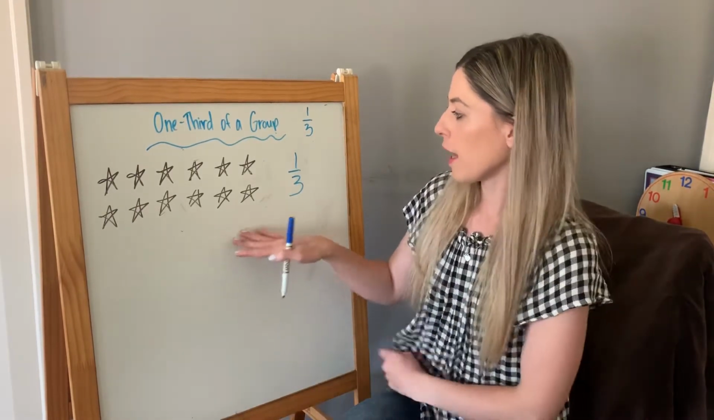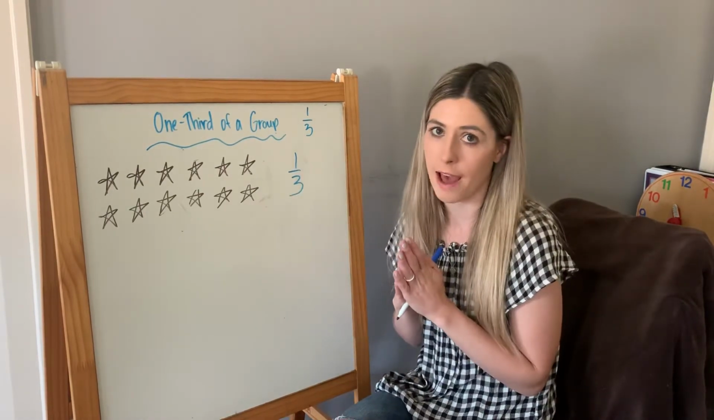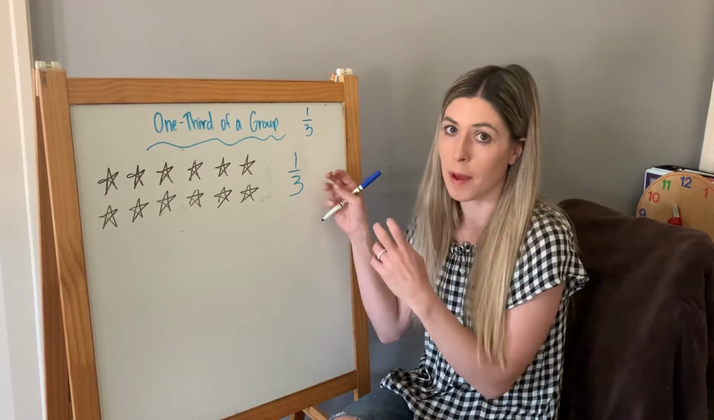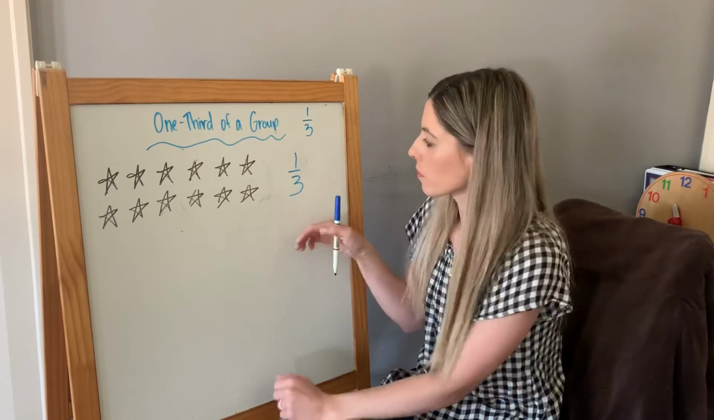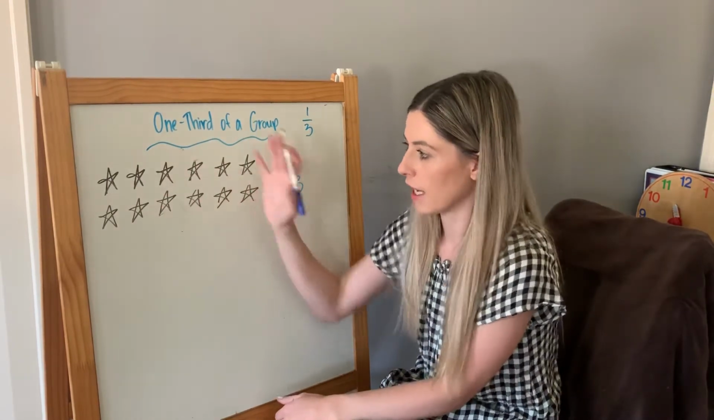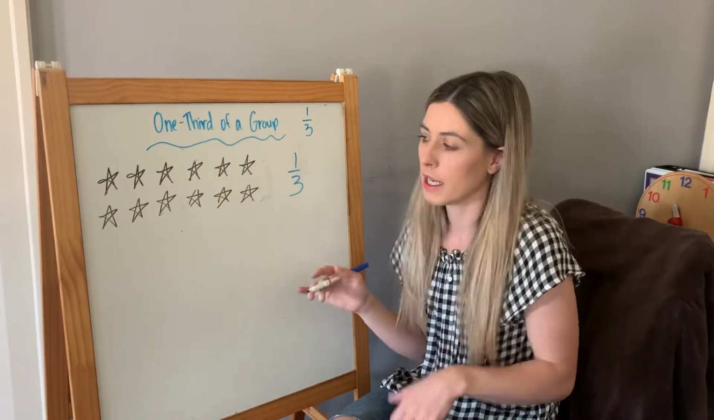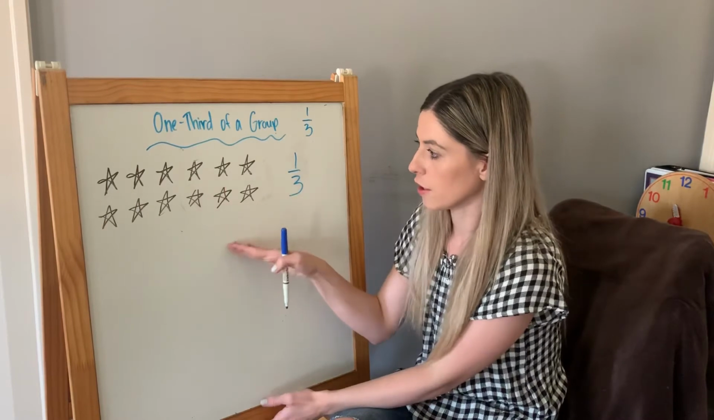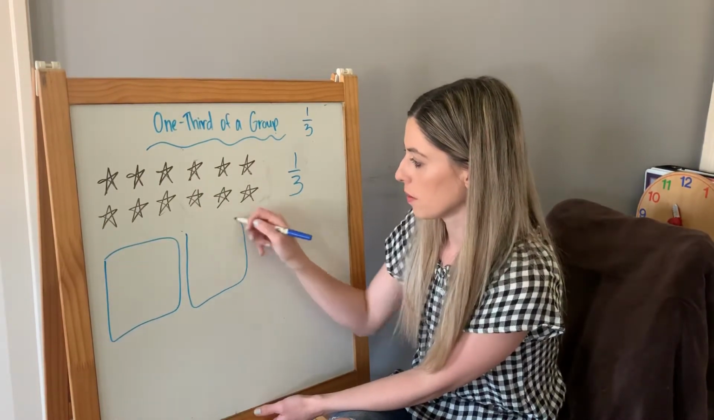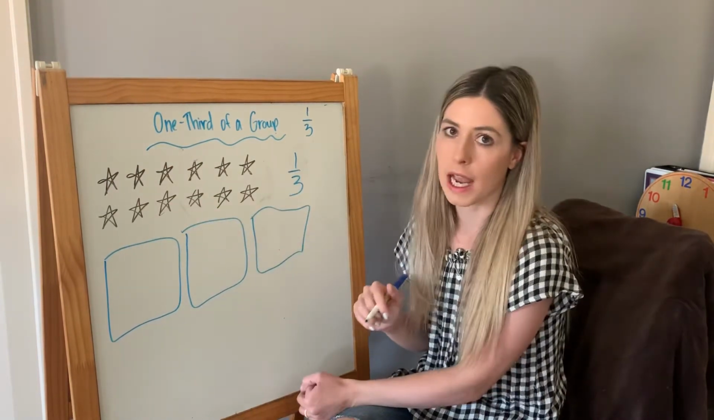I know that 1/3 is smaller than a half because as my bottom number gets bigger, my piece gets smaller. So I know that it's less than 6, but I want to make sure I have the equal number in each group. So what I'm actually going to do is draw 3 groups down here instead, and move the stars one at a time into each group.